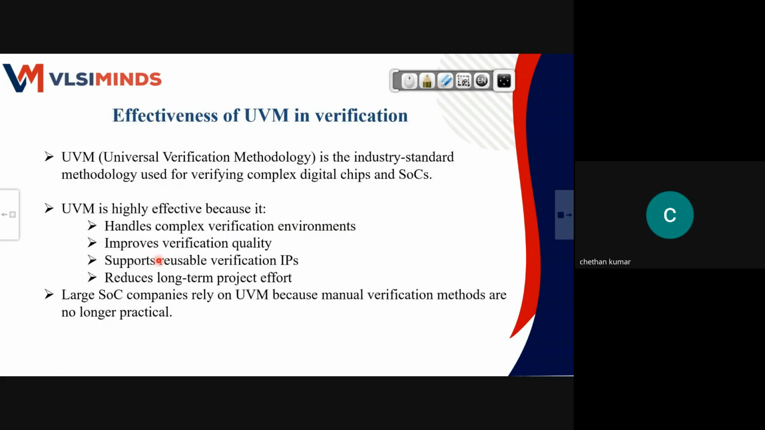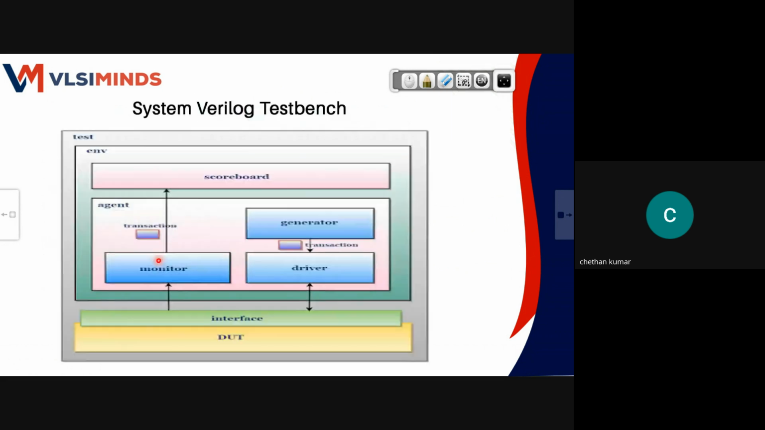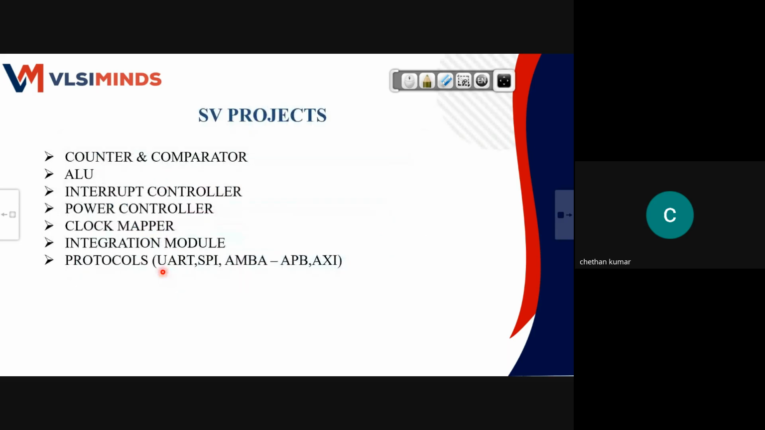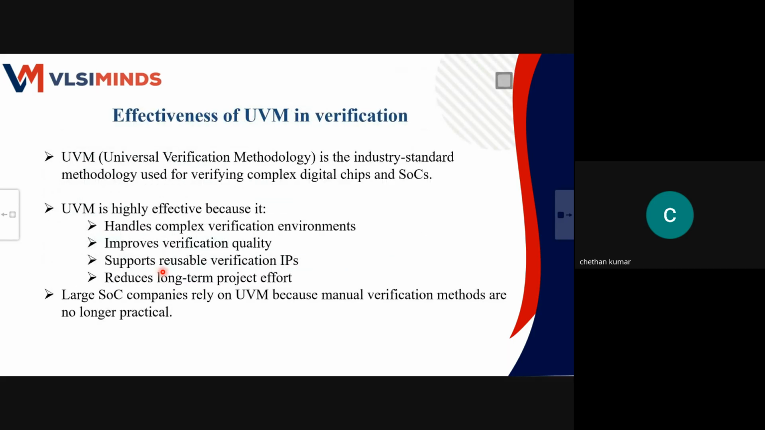Even SystemVerilog has some disadvantages. That means you have to develop everything from scratch. But when it comes to UVM, you don't need to develop anything from scratch. By default, everything will be there. For example, if you have to develop one SystemVerilog testbench, you have to develop the generator from scratch, the driver from scratch, and the monitor from scratch. But in UVM, for every component, default libraries are available.